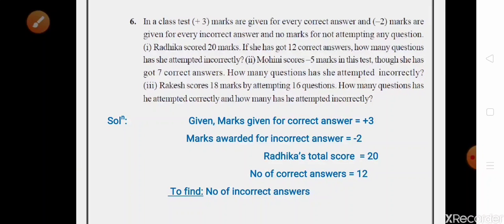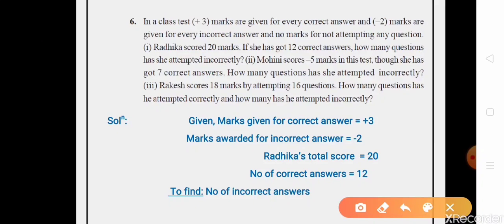So in a class test, +3 marks are given for every correct answer and -2 marks are given for every incorrect answer, and no marks for not attempting any question. So I hope this part is clear. Number 1 says Radhika scored 20 marks. If she has got 12 correct answers, how many questions has she attempted incorrectly? So I have solved the first part of the question for you. Let's see how it goes.